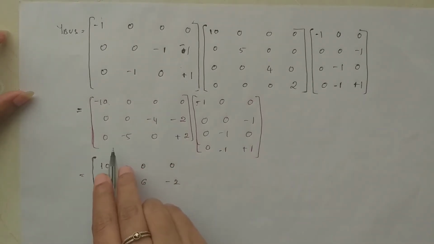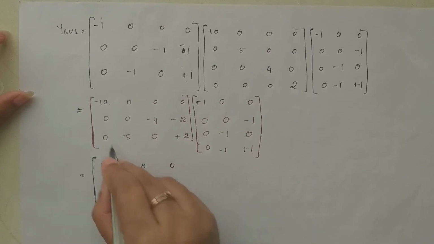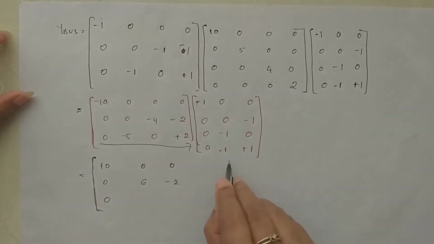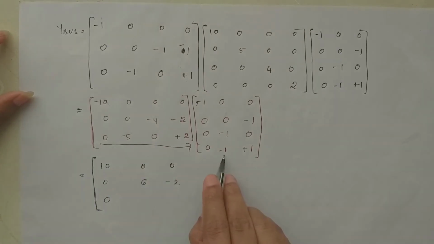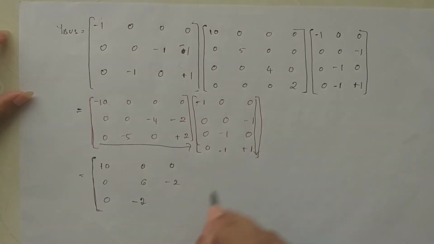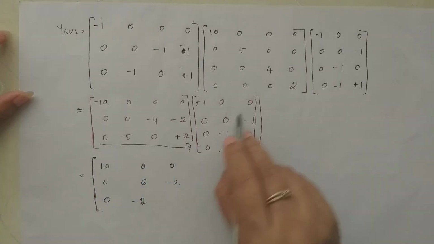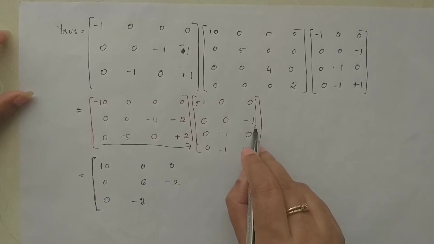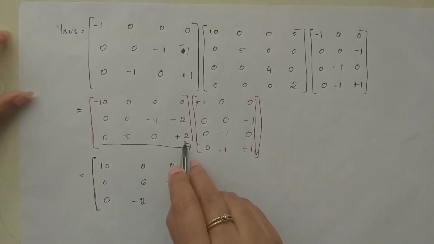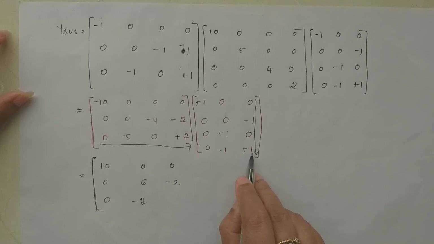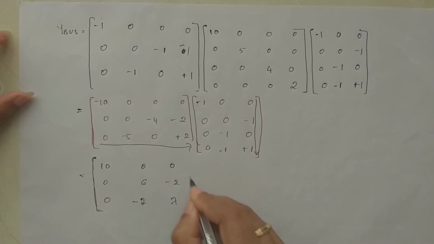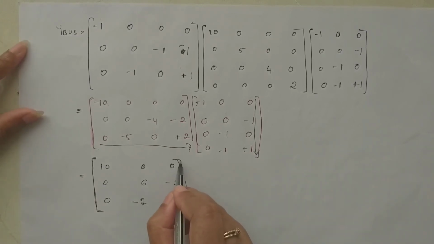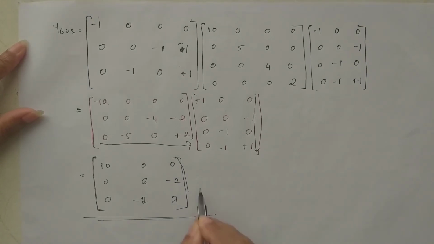When you take the third row with the second column, it would be -2. Third row with third column: 0 into 0 is 0, minus 5 into minus 1 is plus 5, 0 into 0 is 0, plus 2 into plus 1 is plus 2. So 5 plus 2 is 7. So this is the matrix Y bus using the singular transformation method. Thank you.